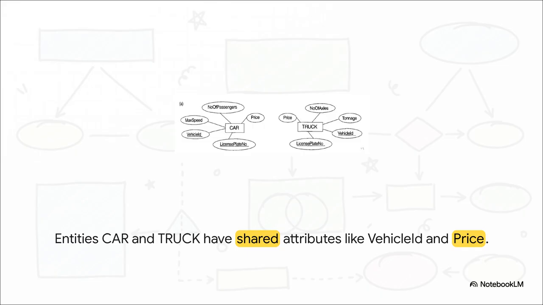Now let's flip it and look at the opposite process, generalization. Imagine you're designing a database for a car dealership. You might start by modeling car and truck as two totally separate entities. But you'd pretty quickly notice they have some things in common, right? Both have a vehicle ID, a license plate no, and a price.